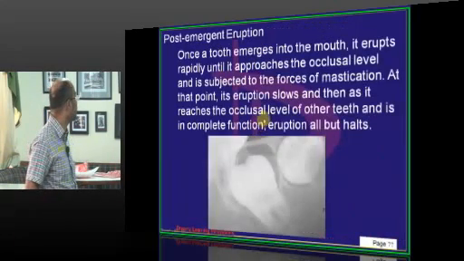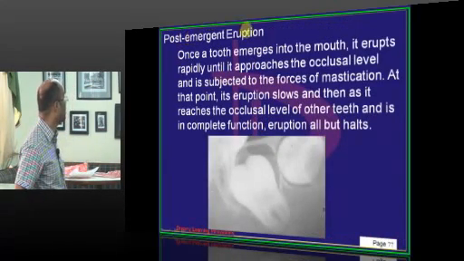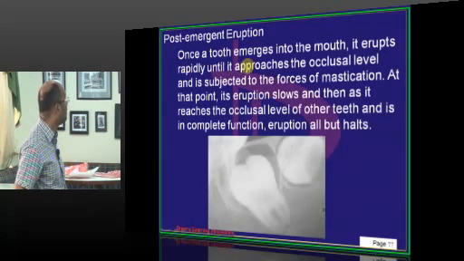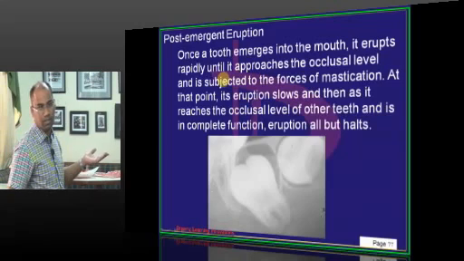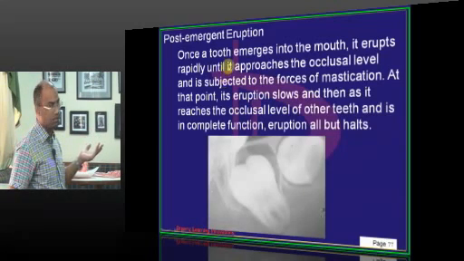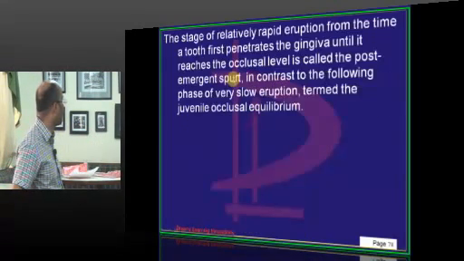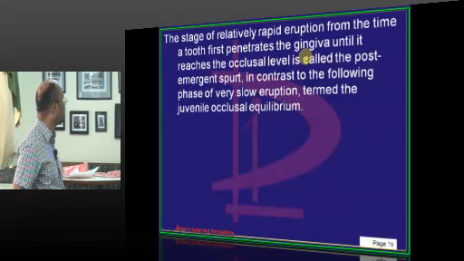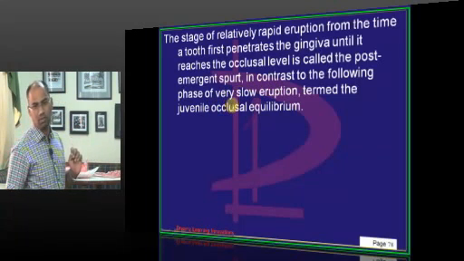So what is the post-emergent phase? Once the tooth emerges into the oral cavity till it reaches the occlusal level, it is the post-emergent phase, okay. The stage of relatively rapid eruption from the time the tooth penetrates the gingiva and reaches the occlusal level is post-emergent, and in contrast a very slow eruption occurs in juvenile occlusal equilibration. It is very little, hardly you can see anything.